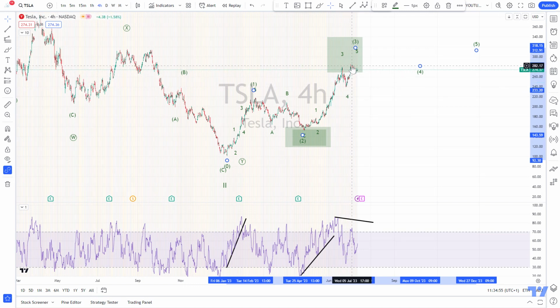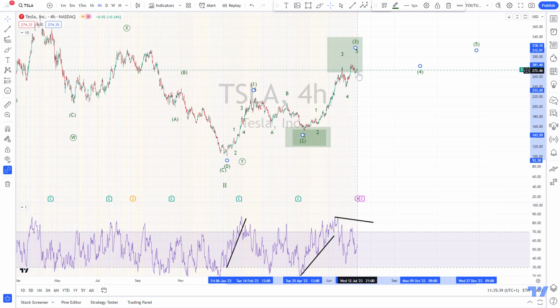pullback, and now, as you can see, we made a new high, but we see divergence in our RSI, and this is typically a reversal pattern. If we do not take out this divergence, what I mean by taking out is crossing these highs in RSI, then I think a pullback in Tesla might be near. Of course, we might see a bit more upside, we can still see more upside in RSI while respecting the divergence. This is not a problem.